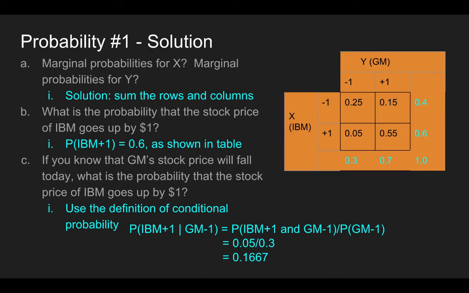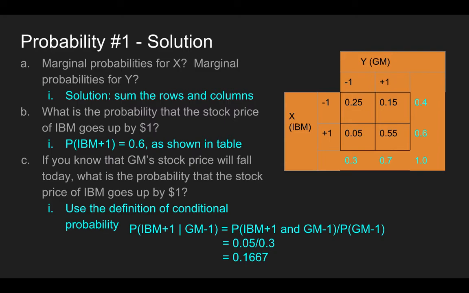Yeah. So if you're a visual person, note that here you're looking for a conditional probability conditioned on GM dropping $1. Well, so take your GM dropping $1. All you care about is this column. You know that GM is going to drop $1. So this is the only column you're concerned about. And you find that IBM is 0.05 over 0.3. Right? You need to adjust because this is only adding up to 0.3. You divide by that.